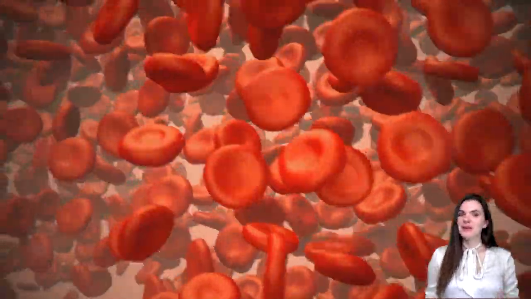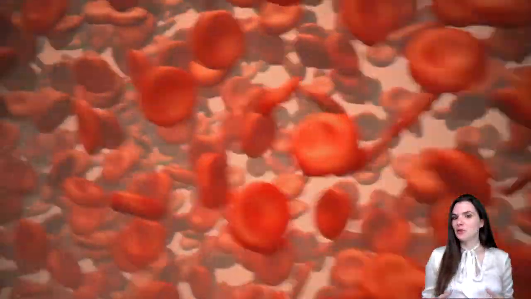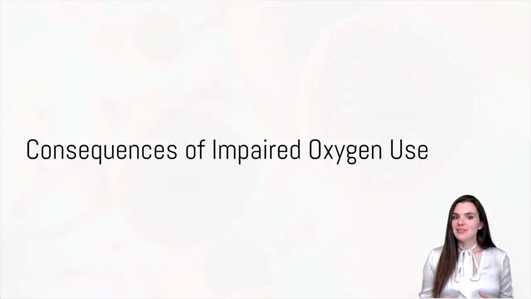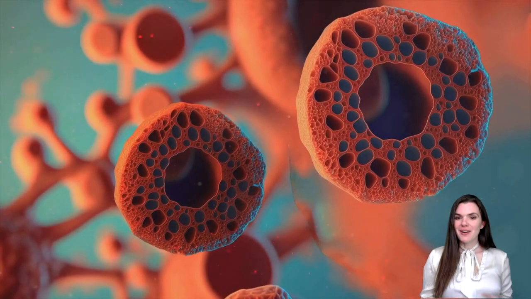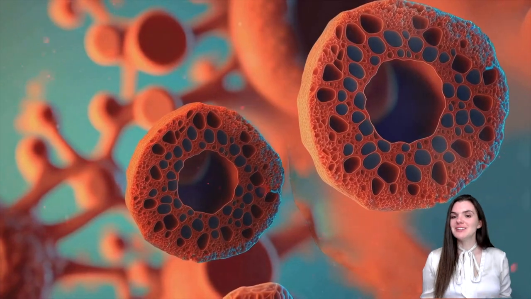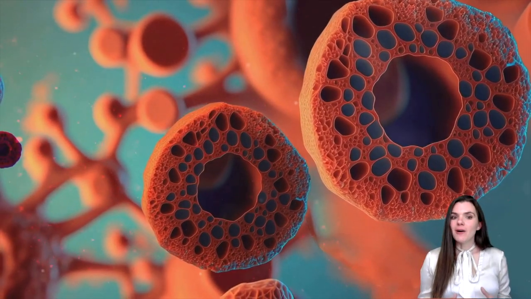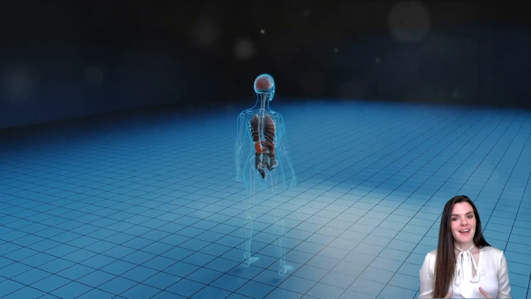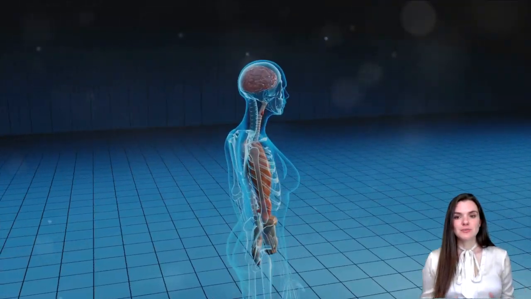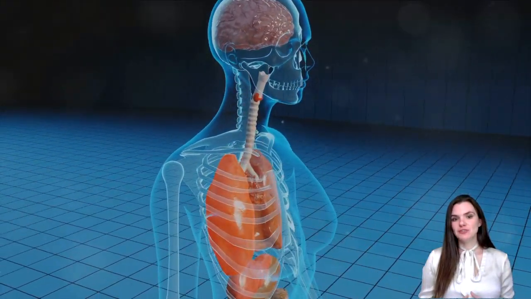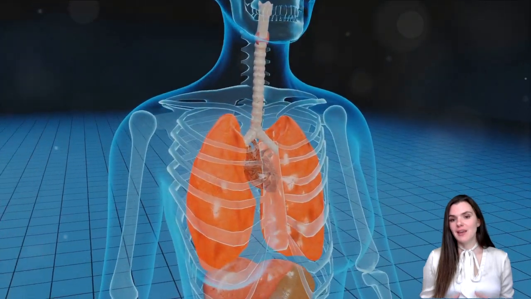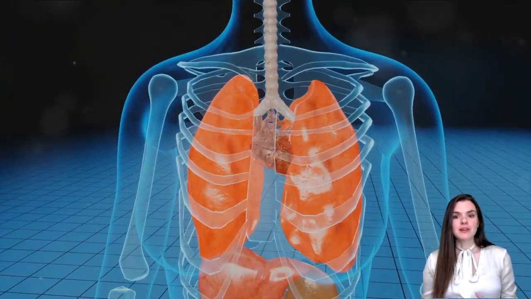On the left, impaired oxygen use results in anaerobic metabolism, where the cells start to produce energy without oxygen. This leads to an increase in lactate, causing metabolic acidosis, an acid-base imbalance that occurs when the body has too much acid due to the anaerobic metabolism. As a result, ATP production drops.